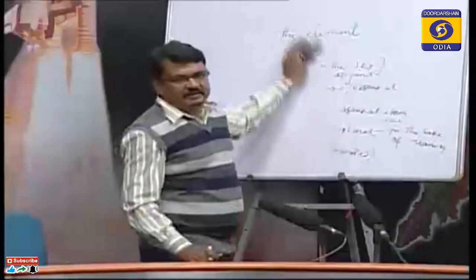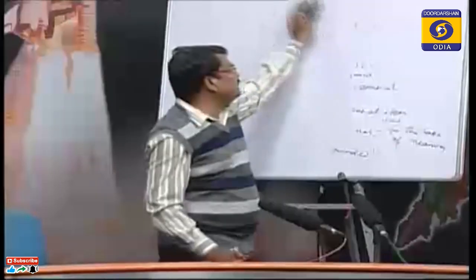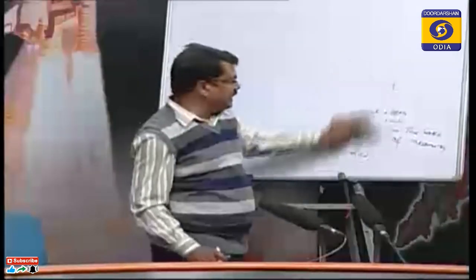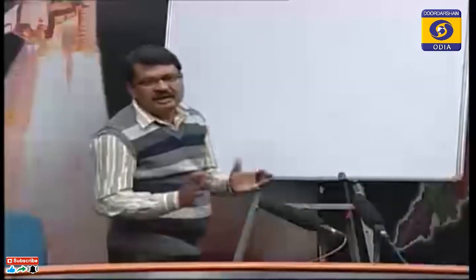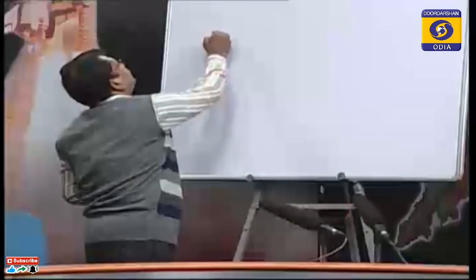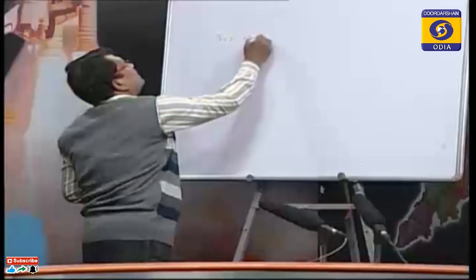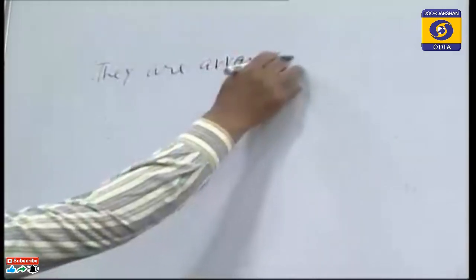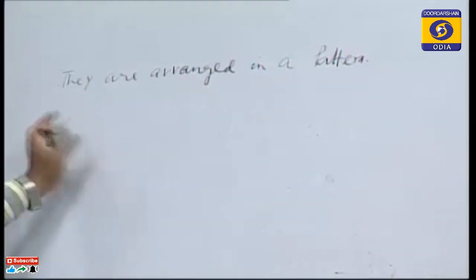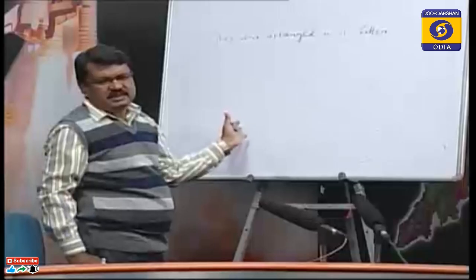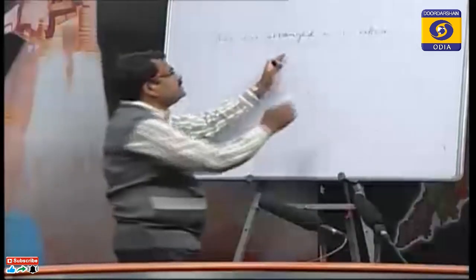And these elements, the verb, complements and objects, are not arranged in a haphazard manner. They are arranged in a pattern. You cannot put them in any manner. They are arranged in a grammatical structure way.